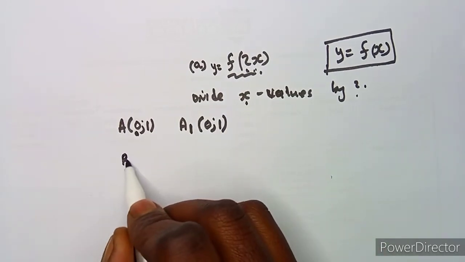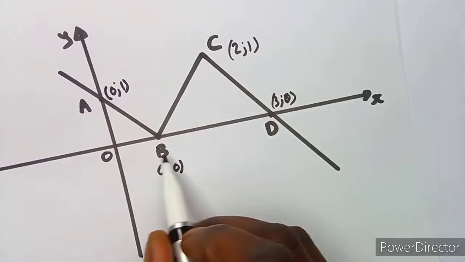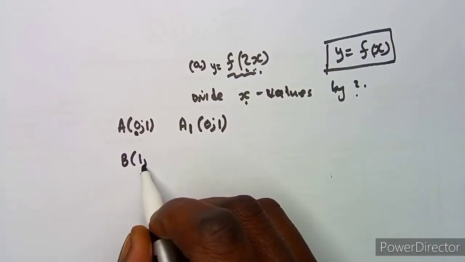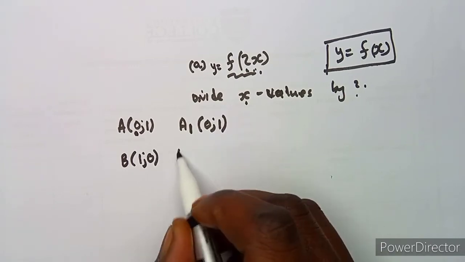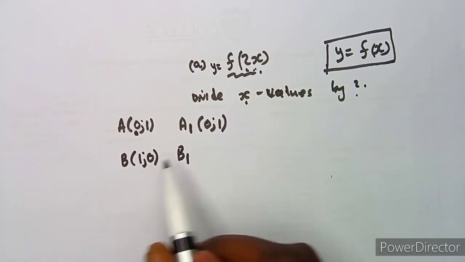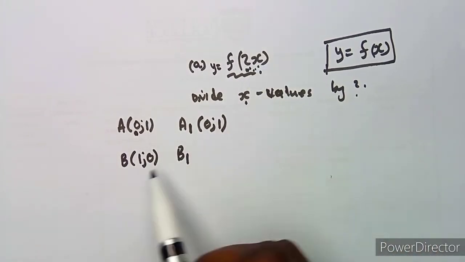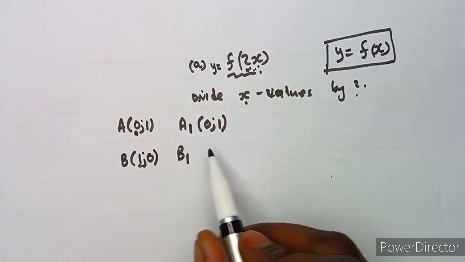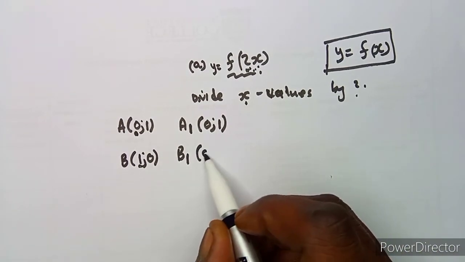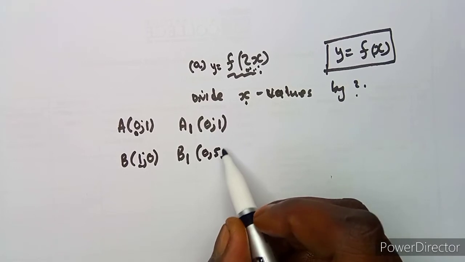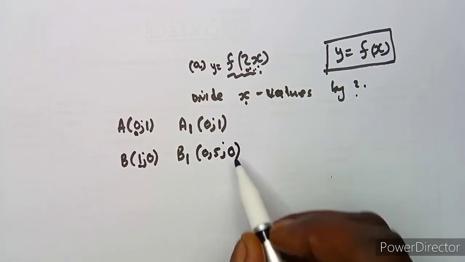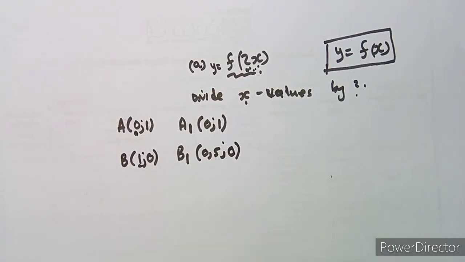All right, let's move on to B. Our B was (1, 0). So now for the image B1, you divide the x value by 2. This is your x value, which is 1. So 1 divided by 2 is 0.5, so it will be (0.5, 0). The y values remain as they are; they do not change.